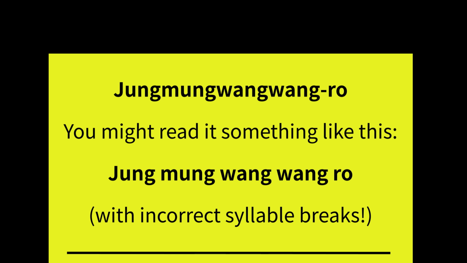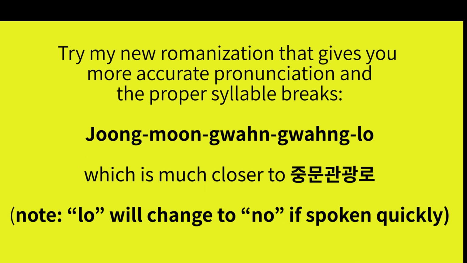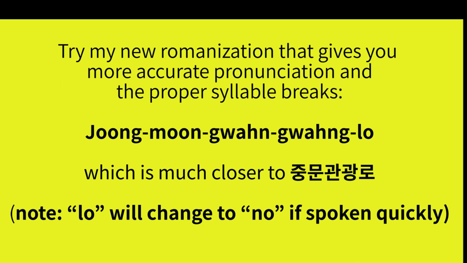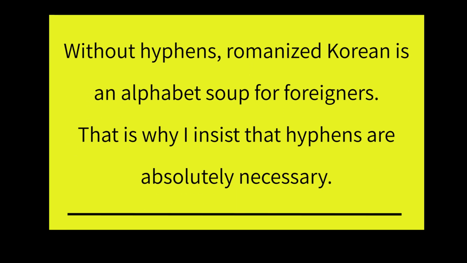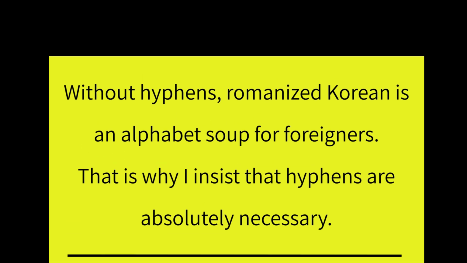Why? Because your eyes are used to words like Jung and Wang. Now try my new romanization that not only gives you more accurate pronunciation, but also the proper syllable breaks. Chung, Mun, Guan, Guang, No, which is much closer to Chung Mun Guang Guang No. As you can see, without hyphens, the romanized Korean is an alphabet soup for foreigners. That is why I insist that hyphens are absolutely necessary.